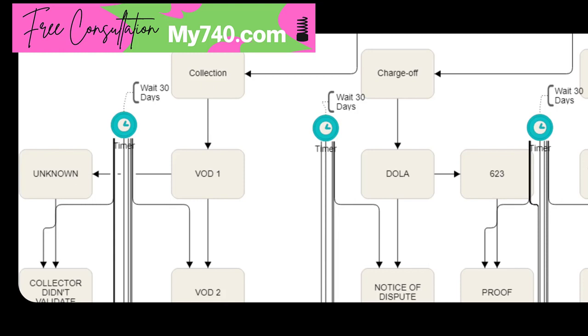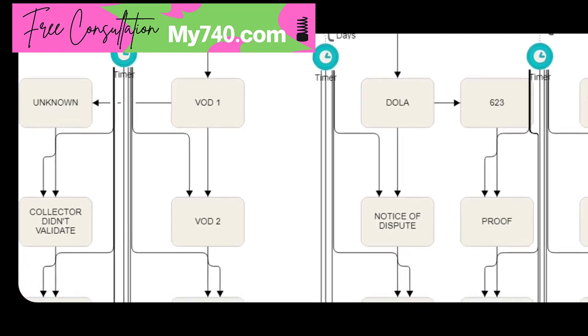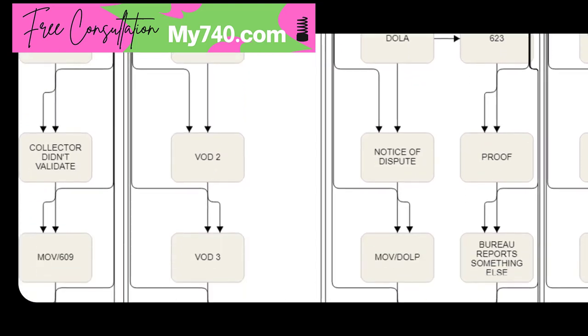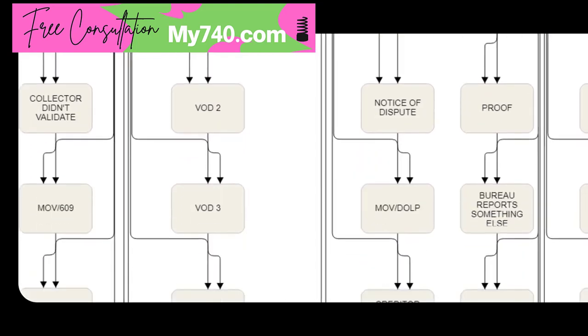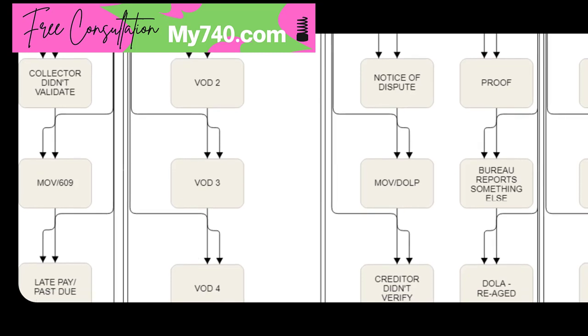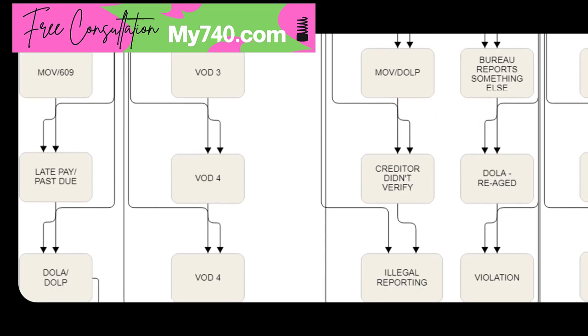You're going to wait 30 days. You're going to do the same thing. But now on the bureau side, you're going to use the collector didn't validate. And for the collector, you're going to send out round 2 for the validation of debt. Now, your next round is actually going to be a method of verification for the bureaus, and that's not your dispute reason. Your dispute reason is going to be based on the actual credit report and the reporting, but in that very first paragraph, you're going to ask them how they actually validated that debt, right? And then on the collector side, you're going to send out validation of debt round 3.